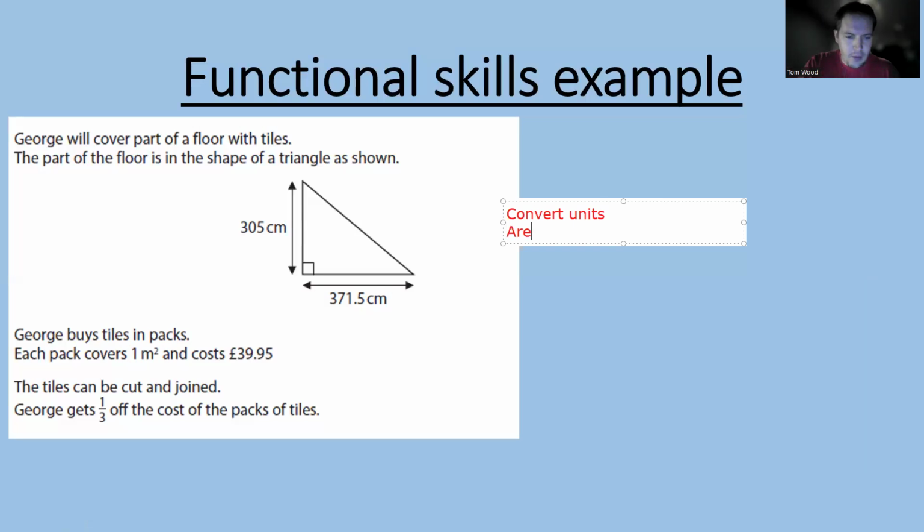I then need to know what's the area of the triangle. So I need to work that out. And then it's a simple case of, well, how many packs do I need?